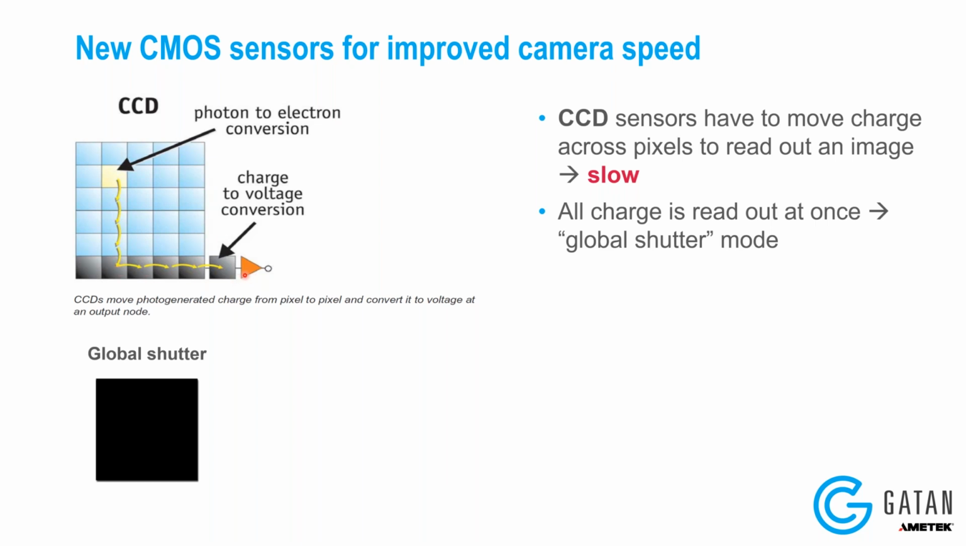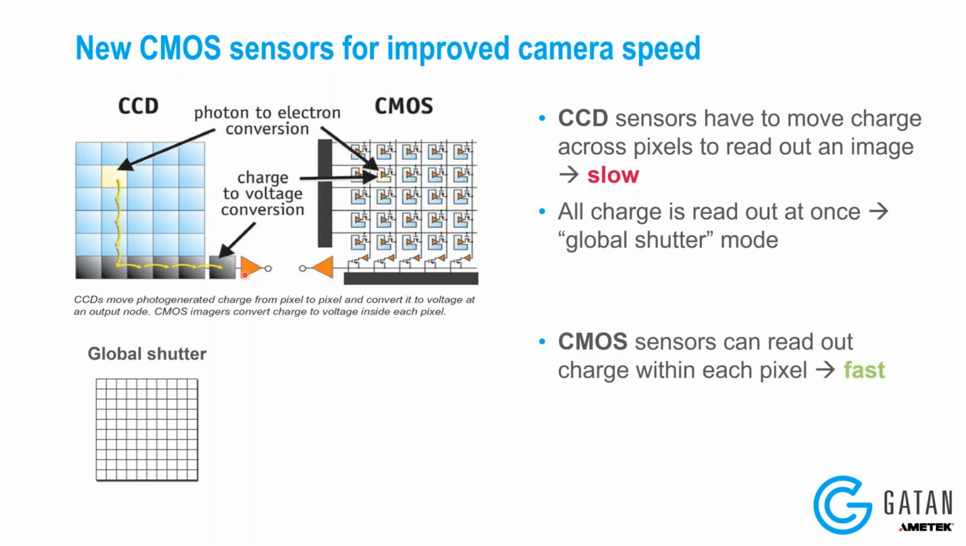And this global shuttering mode and this CCD readout mode was slow. And so it had a real world, important, practical effect in a negative way on what we could do in terms of speed and advanced experiments with the camera.